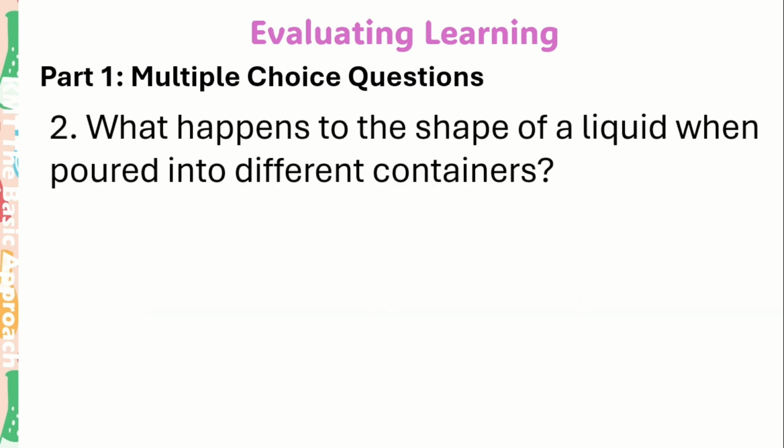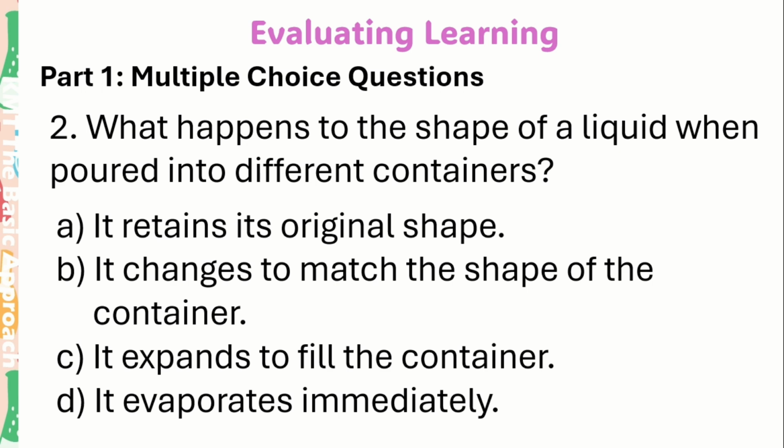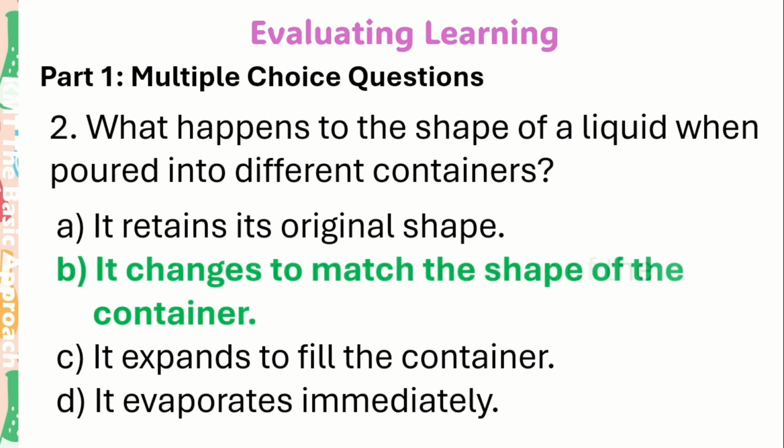Number 2. What happens to the shape of a liquid when poured into different containers? A. It retains its original shape. B. It changes to match the shape of the container. C. It expands to fill the container. D. It evaporates immediately. What is the correct answer? Good job! The correct answer is letter B. It changes to match the shape of the container.